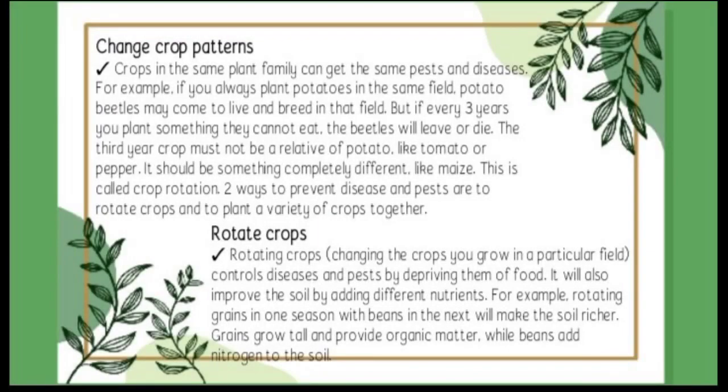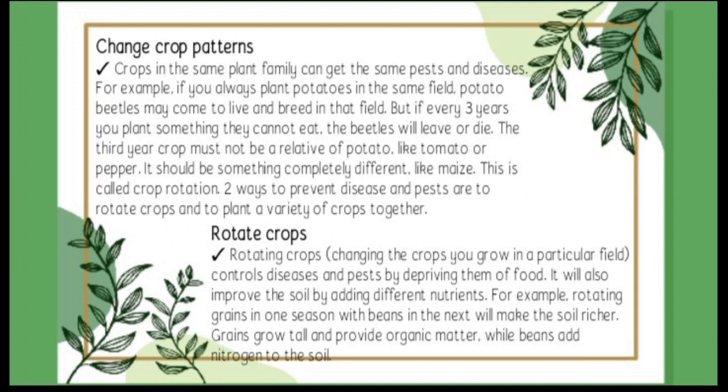So for changing crop pattern, crops in the same plant family can get the same pests and diseases. For example, if you always plant potatoes in the same field, potato beetles may come to live and breed in that field. But if every 3 years you plant something they cannot eat, the beetles will leave or die. This is called crop rotation. Two ways to prevent disease and pests are to rotate crops and to plant a variety of crops together.